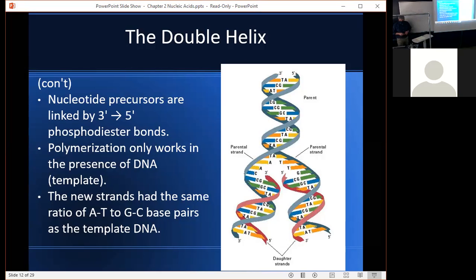The new strands had the same ratio of AT to GC base pairs as the template DNA. So again, when you make a complementary strand, we're going to have base pairs, right? A's are going to base pair with T's, C's are going to base pair with G's. So that's going to give you the same ratios as you had in the template strand.